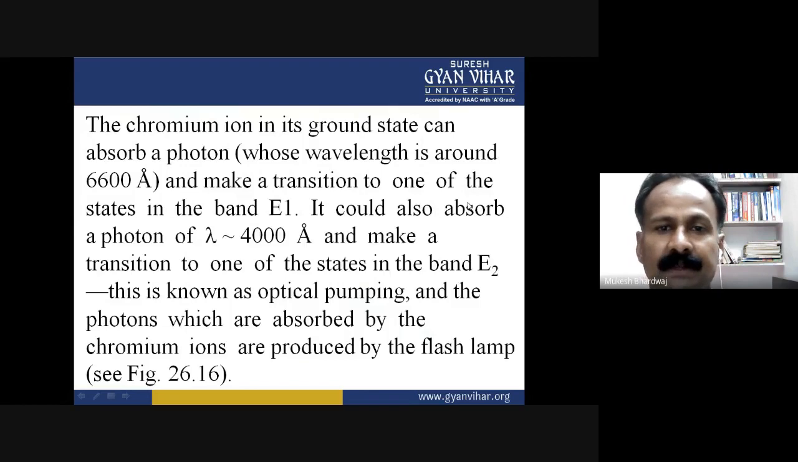The chromium ion in its ground state can absorb a photon whose wavelength is around 6,600 angstrom and make a transition to one of the states in the band E1. It could also absorb a photon whose wavelength is 4,000 angstrom and make a transition to one of the states in the band E2. This is known as optical pumping. The photons absorbed by the chromium ions are produced by the flash lamp. We will see in the figure.